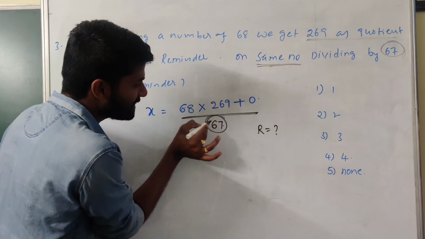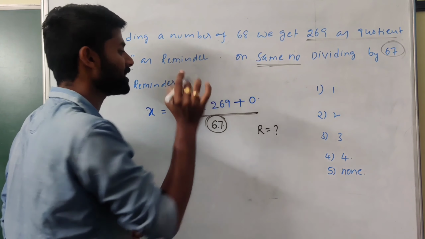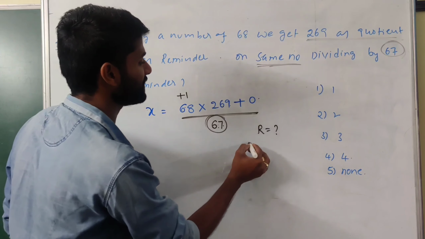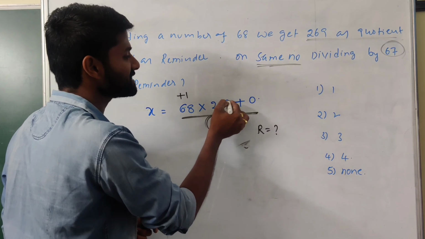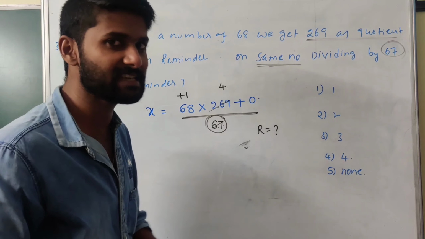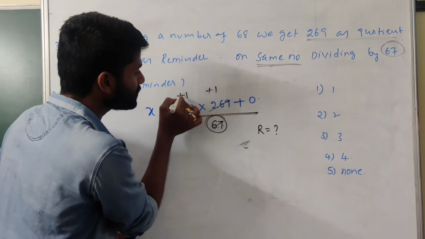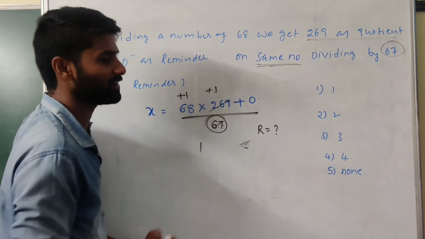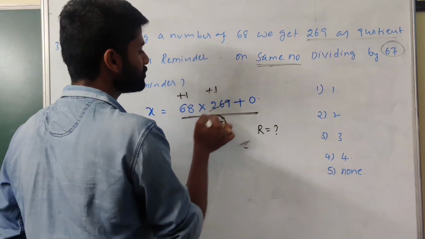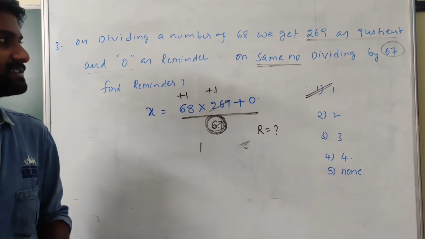If 68 is divided by 67, that is exactly 1 time, which means we are left with a remainder of 1. If we divide 269 by 67, we already know that 67 ones are 67 and 67 fours are 268. With 268, we have 1 extra value, which means the remainder is also 1. Then 1 into 1 gives a remainder of 1, and 1 plus 0 is equal to 1. It means if this number is divided by 67, we get remainder 1.